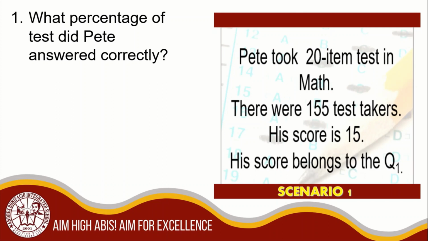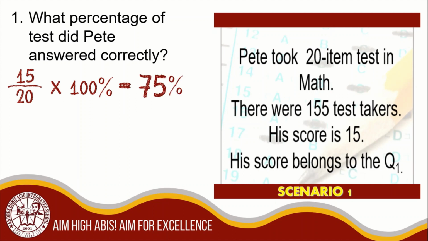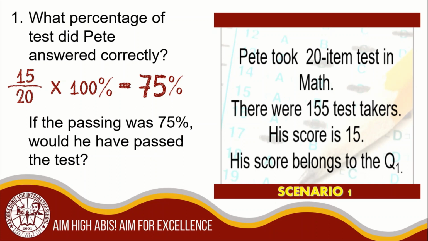So, kung babalikan natin ang scenario, ang score niya ay 15 out of 20. So, para makuha ang percentage, we have 15 divided by 20, then times 100%. So, Pete answered 75% correctly. Follow-up question. If the passing score was 75%, would he have passed the test? So, sinagot na natin kanina that Pete answered 75% of the test correctly. So, yes, he passed the test.